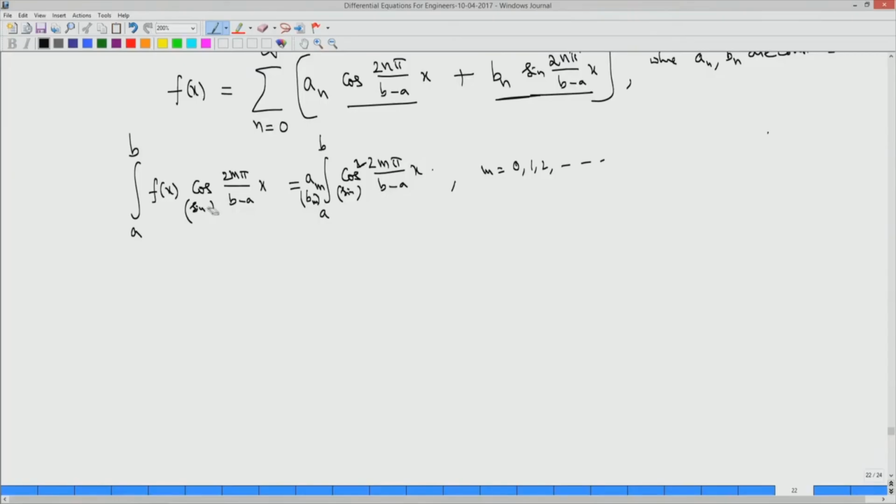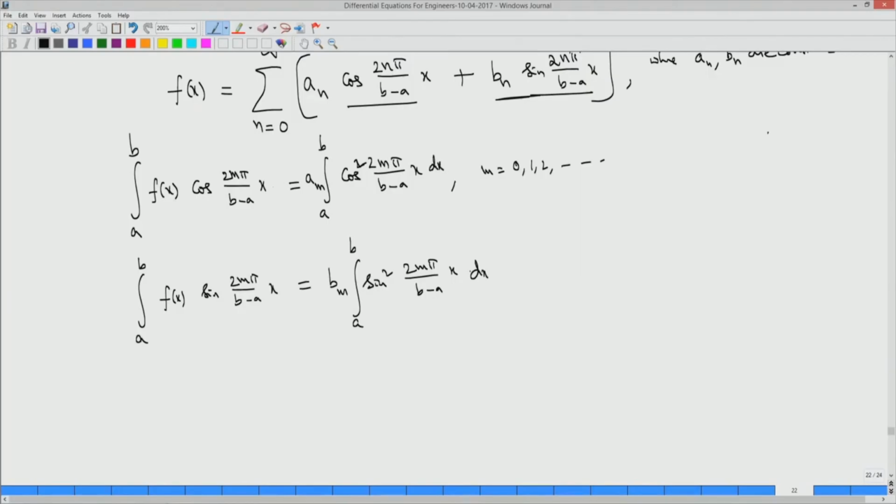Okay. So to write it separately, integral a to b f(x) sine 2m pi by b minus a into x equals bm, integral a to b. So you have now sine square 2m pi by b minus a into x dx. So you should not forget this dx. So this is what you get for m running from 0 onwards.